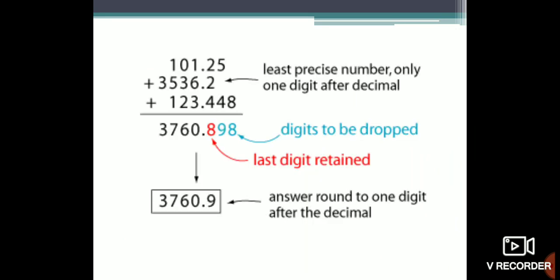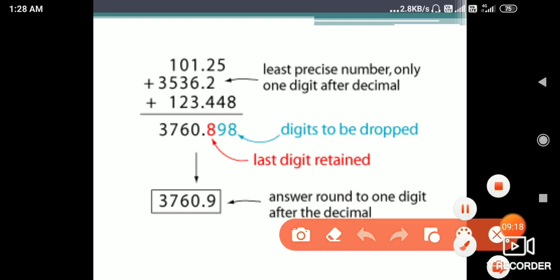Next, there is one last question on addition. These are the numbers, and they have been added and the result came, that is 3760.898, and after adding you have to mention the result. In maths you would say the result is 3760.898. Now we have learned the rules regarding addition and subtraction and even rounding off. If you remember, the addition rule is that we have to see which number after the decimal has the least number of digits.